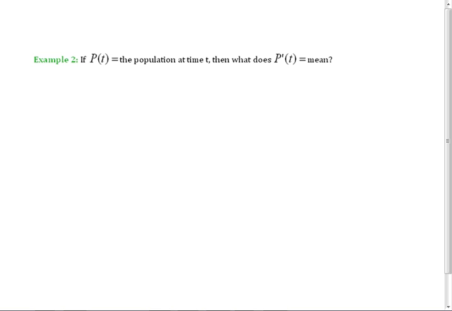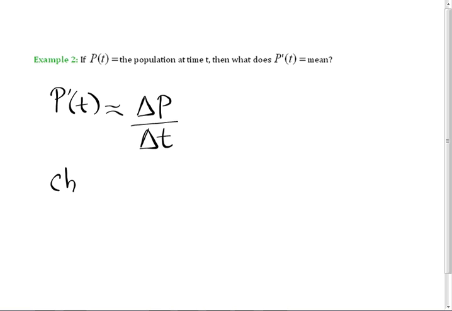Okay, how about this one? If P is the population at time t, what does P prime of t mean? Now, it's the instantaneous rate, but I like to look at the average because that helps me figure out what words I want. So P prime of t is approximately the change in the population as time changes. So if you were to talk on the phone and somebody says, I want to figure out what P prime of t means, you would say it's the change in the population as time changes.